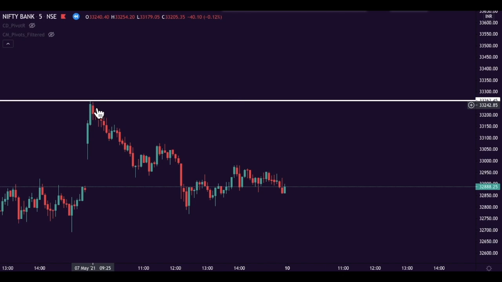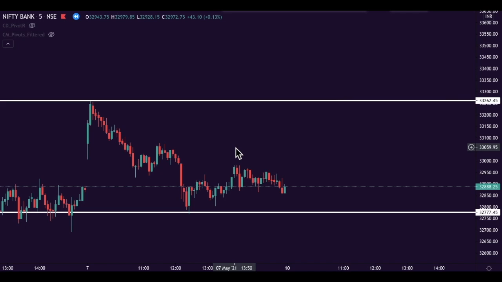Now after this level, the market went down. So from this level, the market went up. We can clearly see the lowest price of Bank Nifty for the day was here. So we will mark this level. Now what you see here are two lines. This is the previous day high and this is the previous day low.